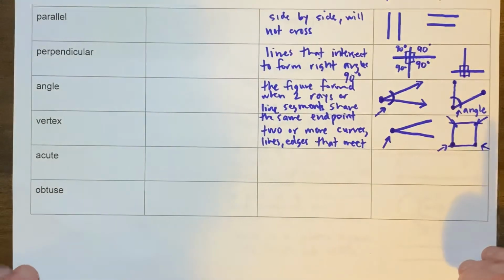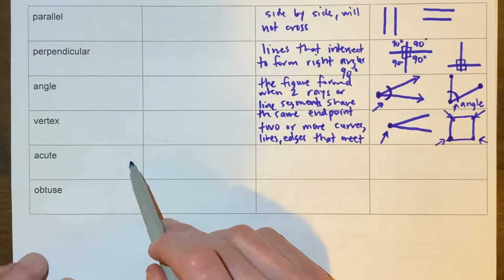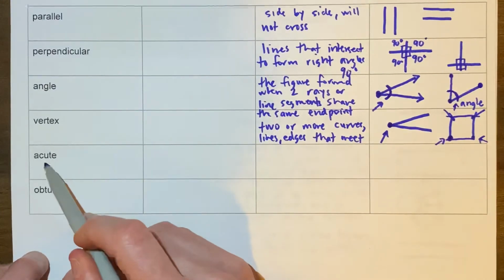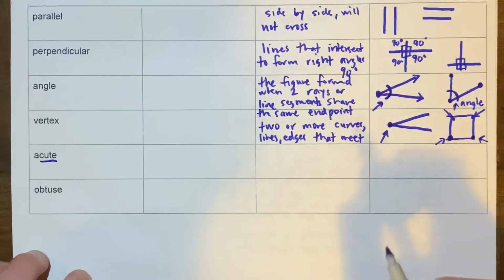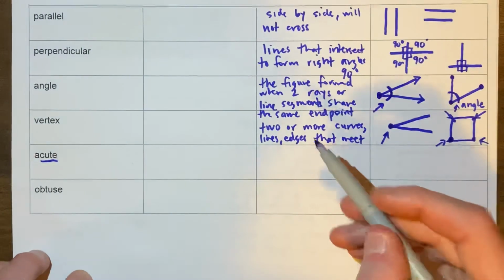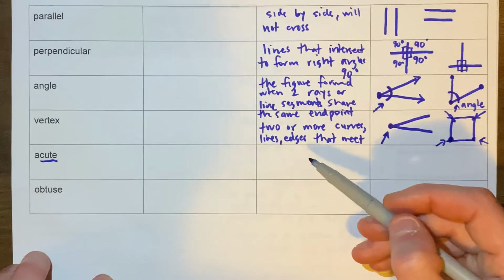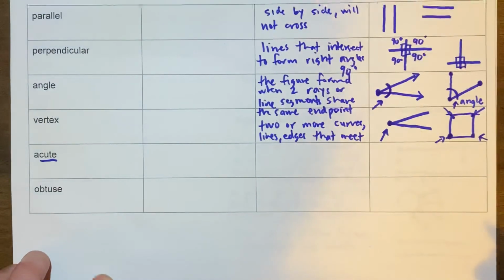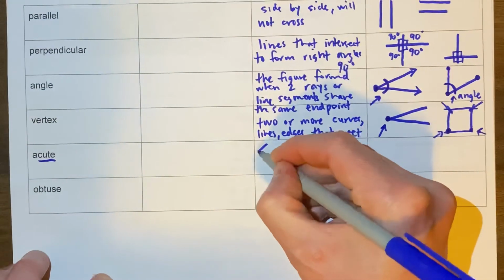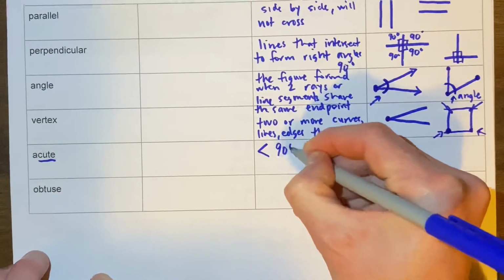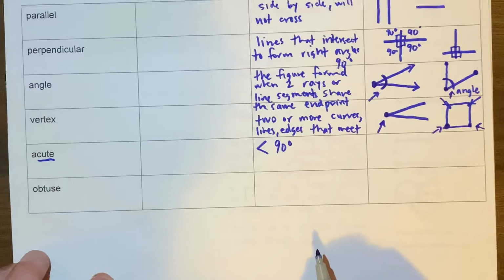Okay, moving on to acute. Oh, isn't that cute? That's how I think of it. Acute. I think of cute as in, oh, he's so small, he's so cute. Like a little baby. So acute is something that is an angle less than 90 degrees. So less than 90 degrees is acute.